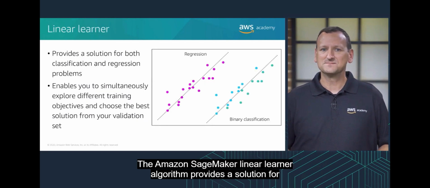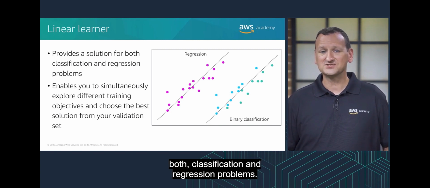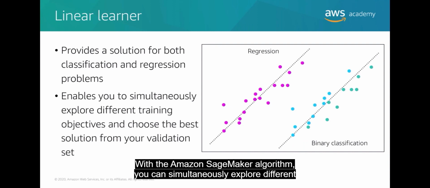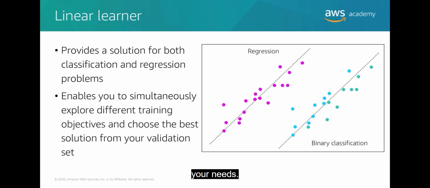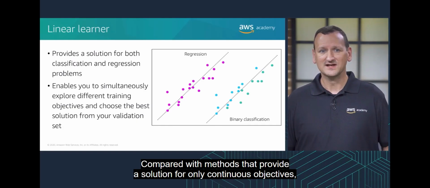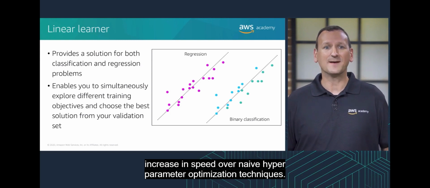The Amazon SageMaker linear learner algorithm provides a solution for both classification and regression problems. With the Amazon SageMaker algorithm, you can simultaneously explore different training objectives and choose the best solution from your validation set. You can also explore a large number of models and choose the best one for your needs. Compared with methods that provide a solution for only continuous objectives, the Amazon SageMaker linear learner algorithm provides a significant increase in speed over naive hyperparameter optimization techniques.